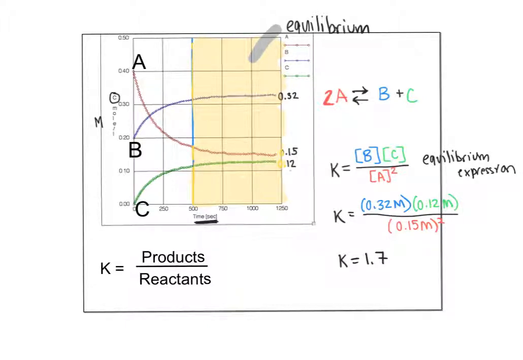And see, in this case, K is bigger than 1, which means our products are favored at equilibrium. Does the graph support that? Well, look at when the graph levels off. Do we have more products than reactants? Well, B and C are the products. B is at a higher concentration, C is lower, but overall, we obviously have more products than A, the reactant, at equilibrium. So I agree that the products are favored.